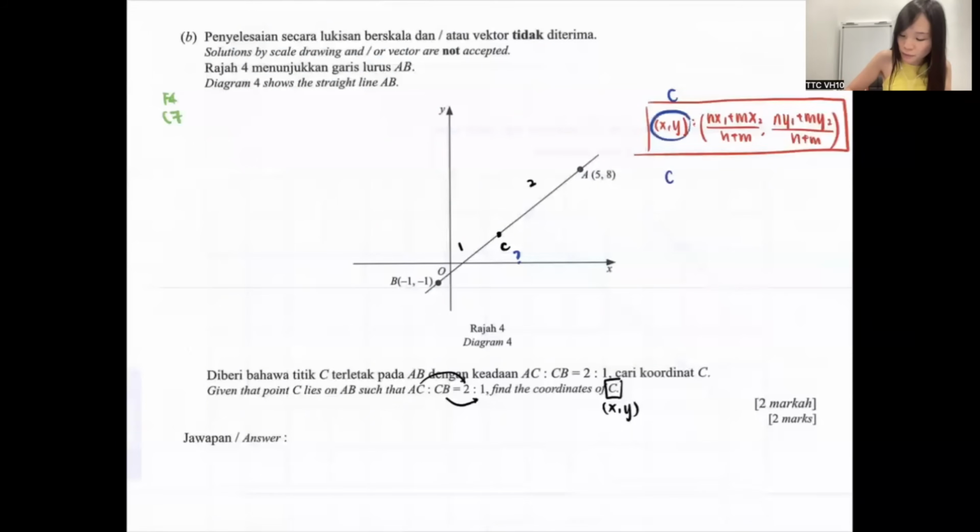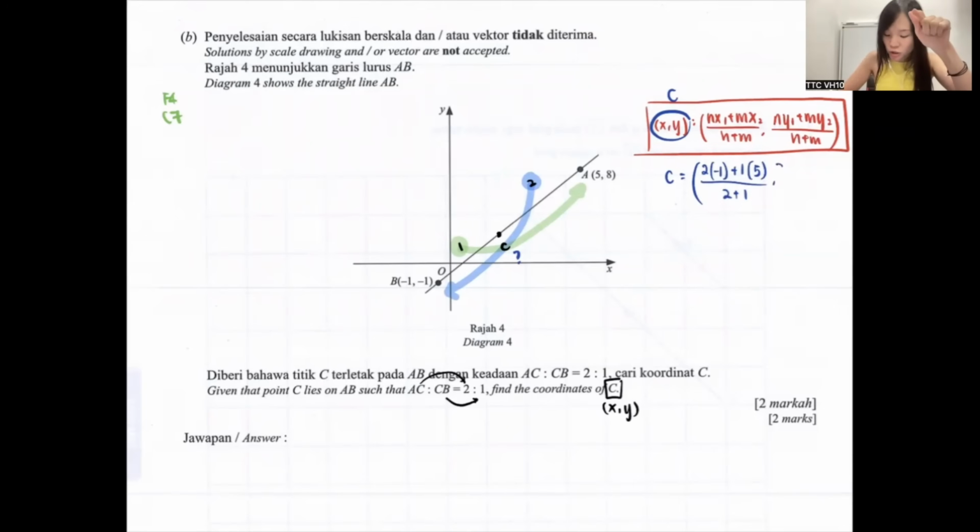So now, I want to write C here. So which one is M? M is always the ratio 2 and 1. So remember, the 2 must times B. The 1 must times A. Because to use this particular formula, you guys must cross multiply. Remember, must cross. So 2, I will times the negative 1. 1, I will times the 5. Divide by total ratio 2 plus 1.